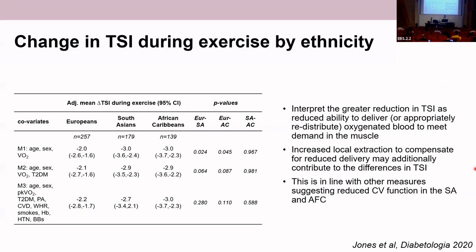But what we found with the mNIRS device is that on average, there was a greater decline in TSI in the South Asians and the African Caribbeans compared to their European counterparts. And in this table, you can see in just under 600 folk there, the mean and the 95% confidence intervals for each group. And you can see different models on the y-axis. So these are just the covariates that I included in my model. So these differences are adjusted for age, sex, and VO2, which we measured during the exercise test as well. And you can see the differences here.